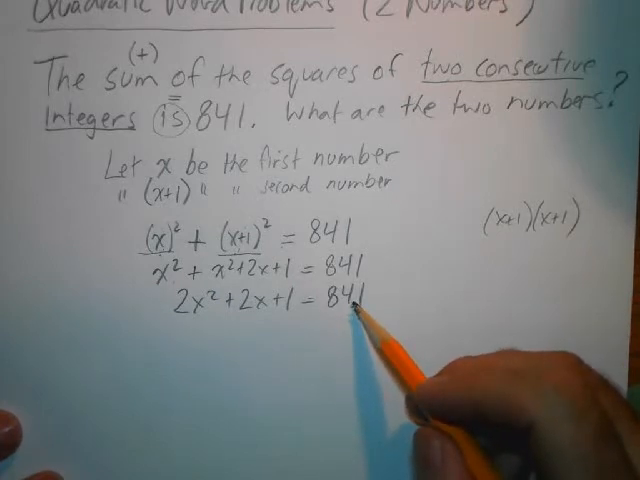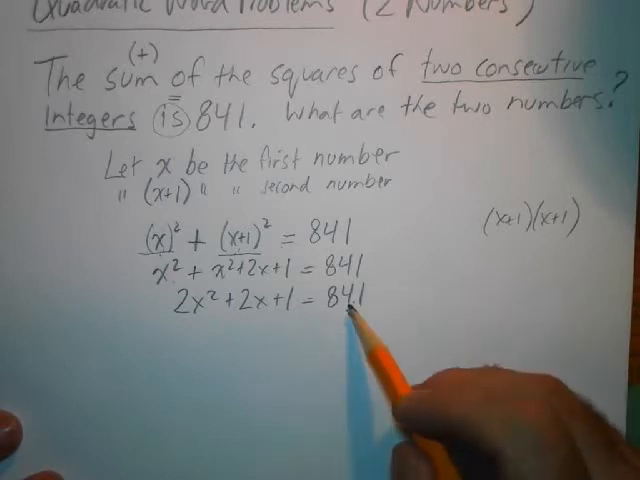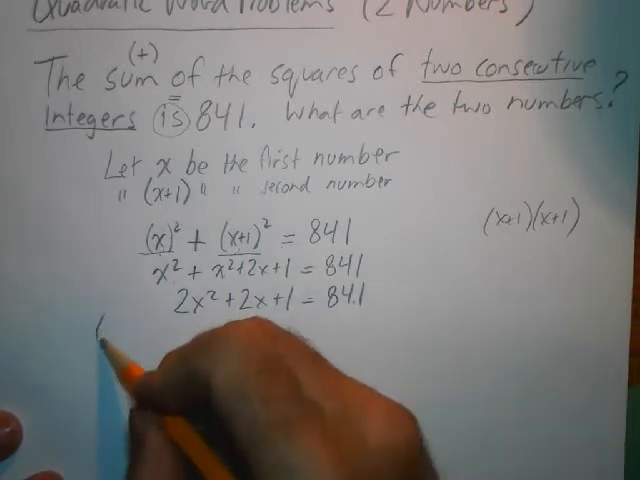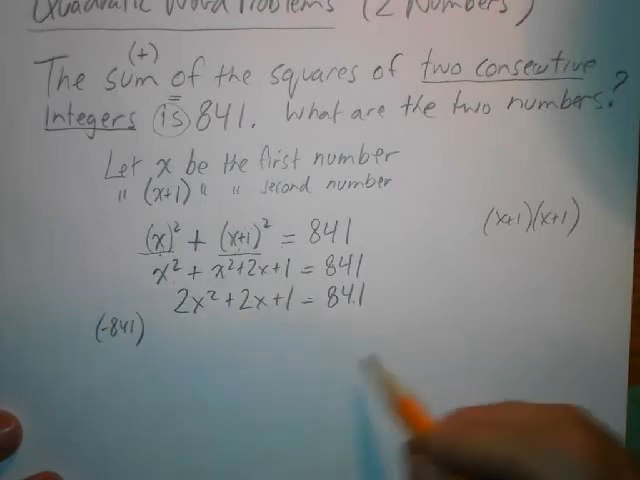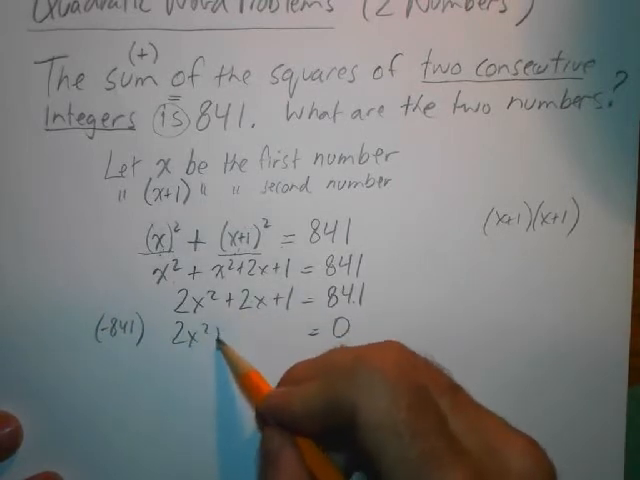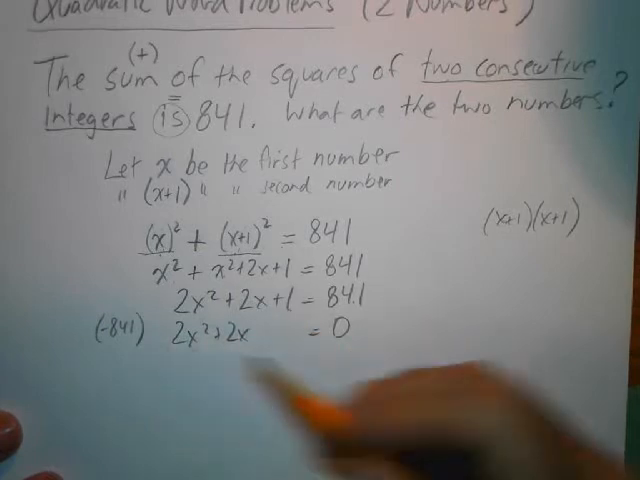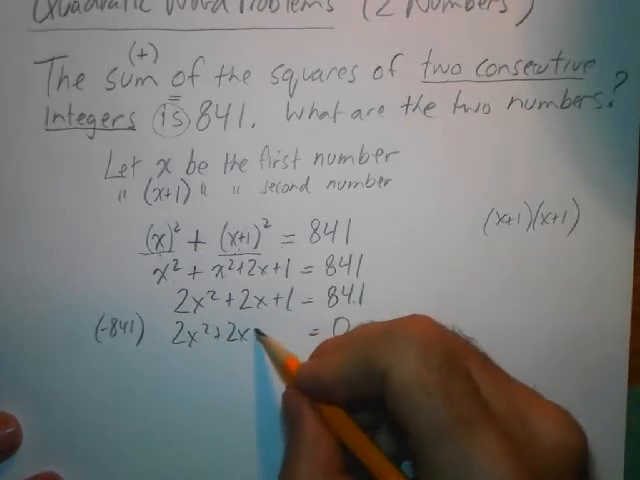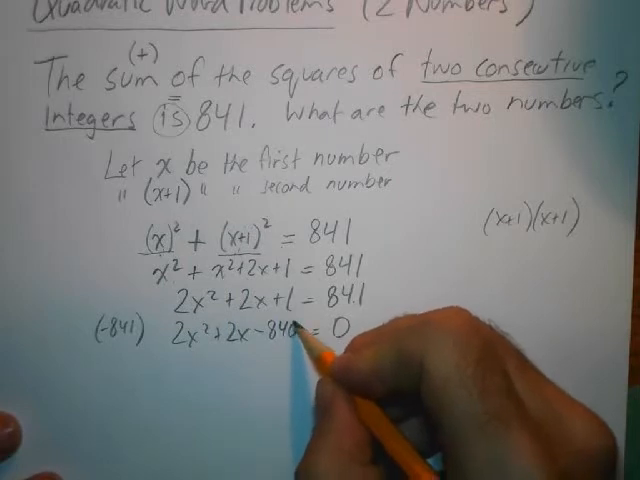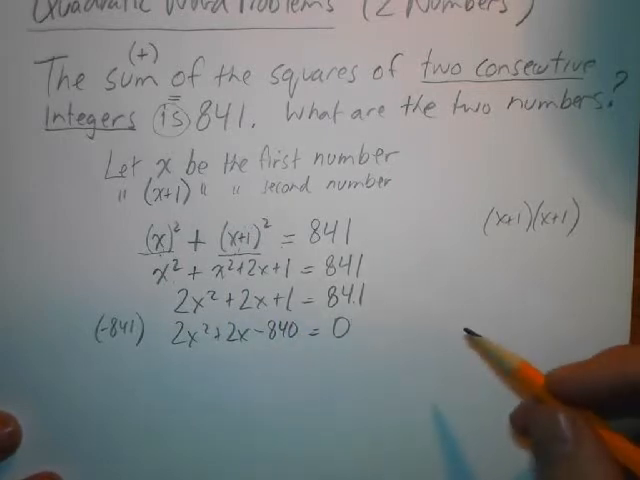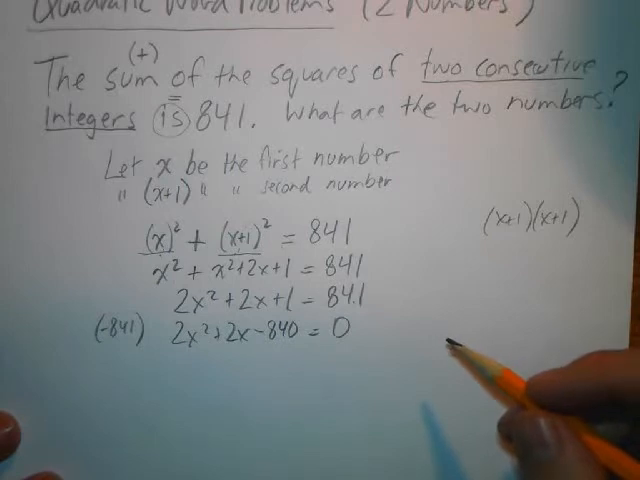So we're going to have to subtract 841 from both sides. And when we do that, we get a 0 here when we do it on this side. So 1 minus 841 is negative 840. And now we're at the point where we could actually solve the equation. We could try to factor it. We could use the quadratic formula.